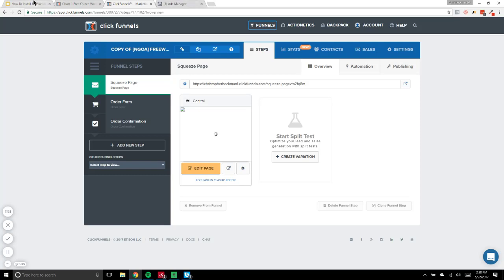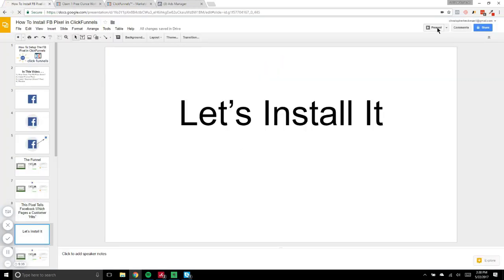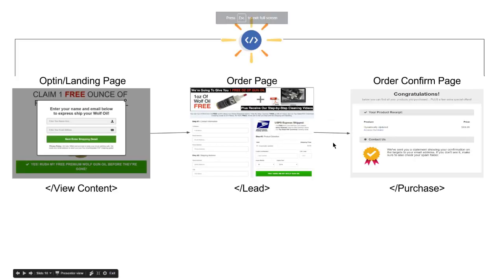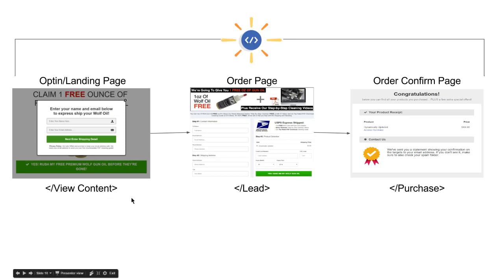That's an important step. But now we want to take it a step further, and we want to show Facebook can see which page each person is landing on, but now we want to tell them what each page actually means for us. So on this first landing page, nothing has really happened yet, so that's just a view content.